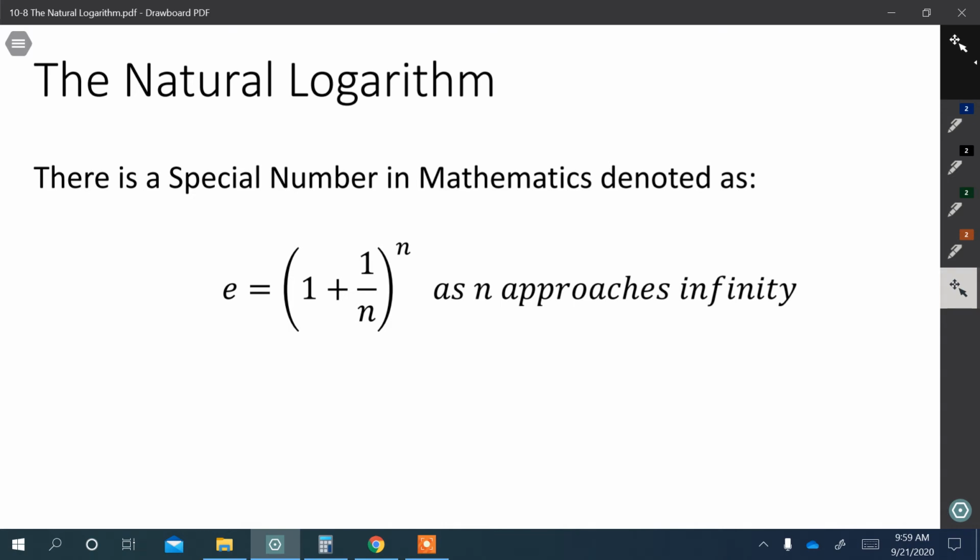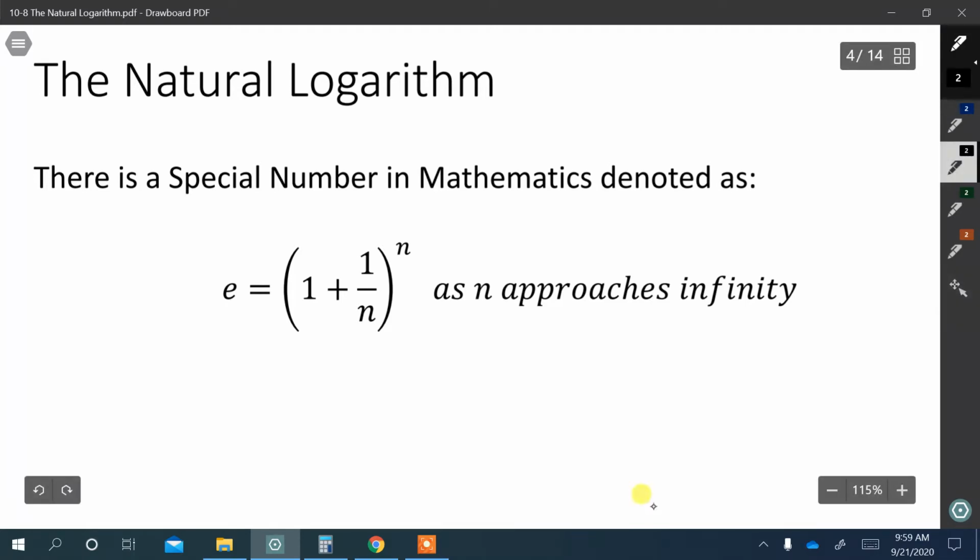Everybody. Today we're going to be studying the natural logarithm. And before we can study the natural logarithm, there is a special number that we have to know about. That number is denoted as e, for a natural number. We call it e, but e is just a number. And now, how do we figure out what e is?